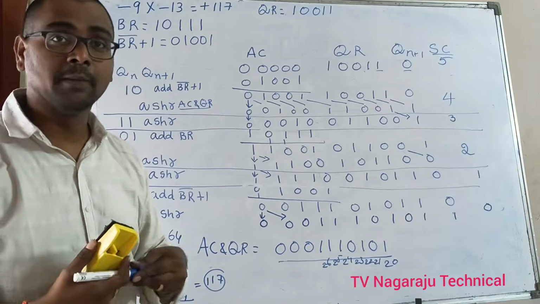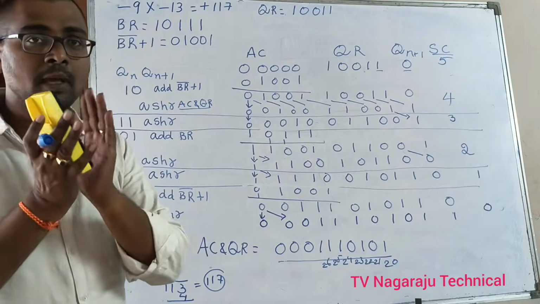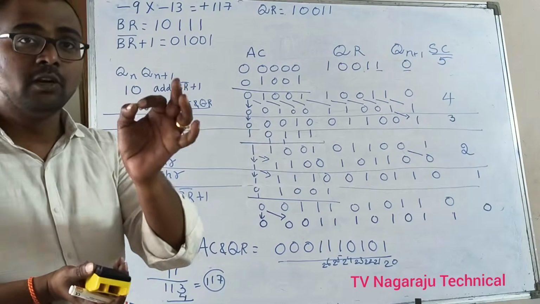This is the Booth multiplication algorithm. Generally it performs the multiplication between signed 2's complement data.